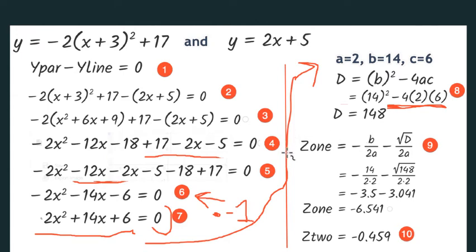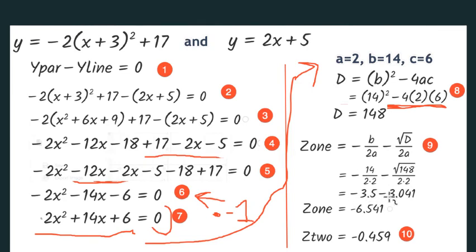After that, I'm going to get Z1, the first intersection point, okay? I call that Z1. So there's our formula, negative b over 2a minus the square root of d over 2a. And that's section 9 or line 9. So what I do after that is I just substitute in negative of 14, 2 times 2, 2a, minus square root of d there, all over 2a. Put that on my calculator and simplify.